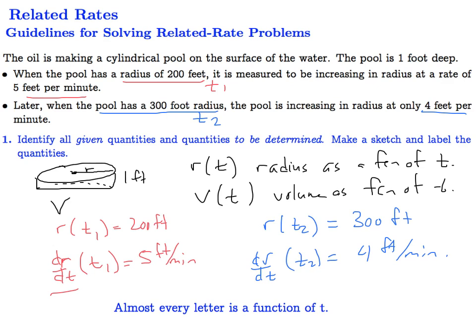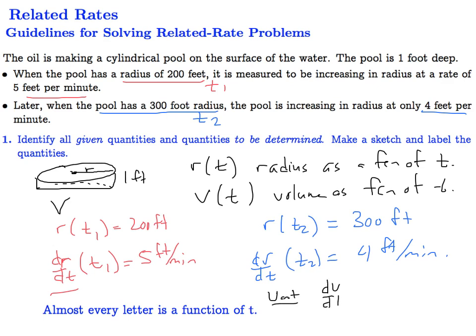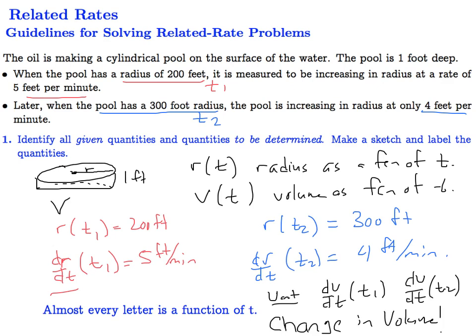And of course, what I want to find, so I'm going to move this over here, is I want to know what the rate of change of my volume is at time t1, and I want to find the rate of change of my volume at time t2. So these quantities, we want to read them as the change in the volume at certain times.